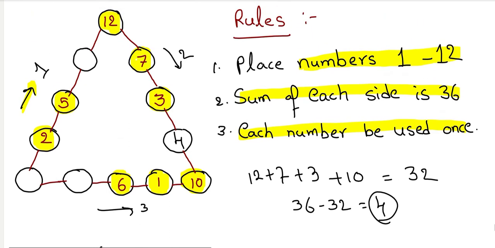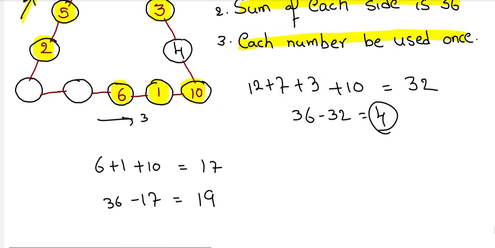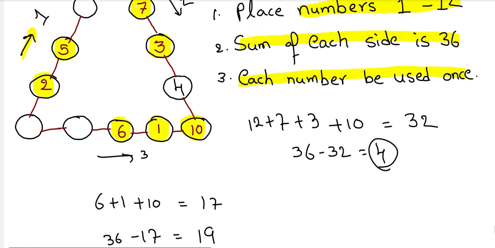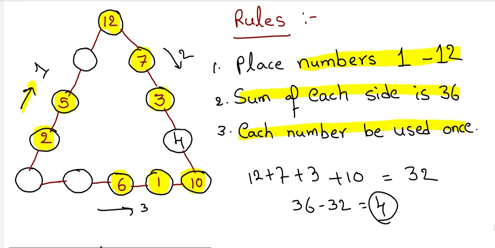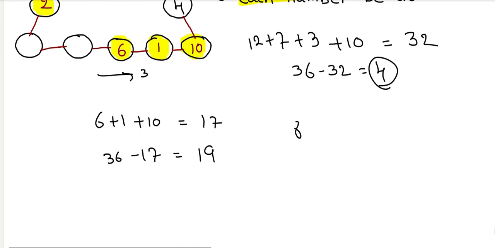But as we observe the puzzle here, there are already some numbers there. So let us find out what are the leftover numbers we can use in this. 1 is there, 2, 3, 4, 5, 6 is there, 7 is there, 8 is not there, 8, 9 and 11 are not there. So only these three numbers are left.